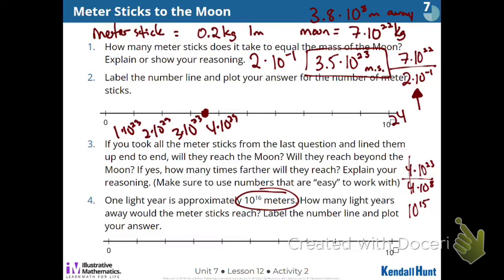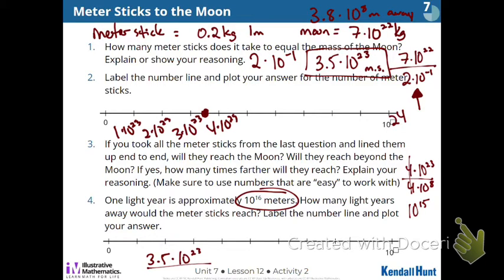Yeah, for this purpose, we're going to go back to the 3.5 times 10 to the 23rd. Because each meter stick is a meter, right? So I want you to figure out how many light years out they're going. So what operation do I need to do to see how many light years are up in here? Ivy?